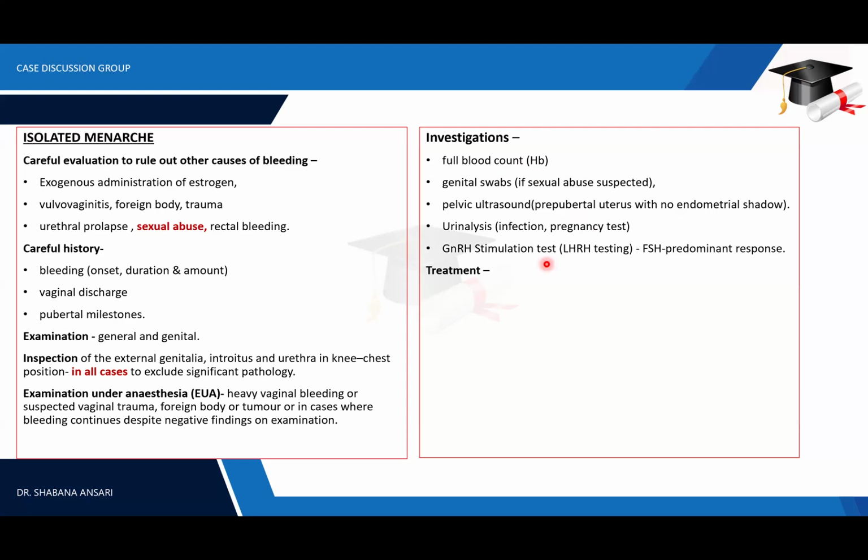GnRH stimulation test will show the FSH predominant response. So menarche occurs because, again, FSH means there will be high estrogen as well. So endometrium will be more sensitive to the estrogen, and that is why there is this bleeding. What about the treatment? So usually no treatment if we have excluded all the causes. Only careful observation and follow-up is done, and there is no long-term sequelae. Condition usually resolves in 1 to 2 years.